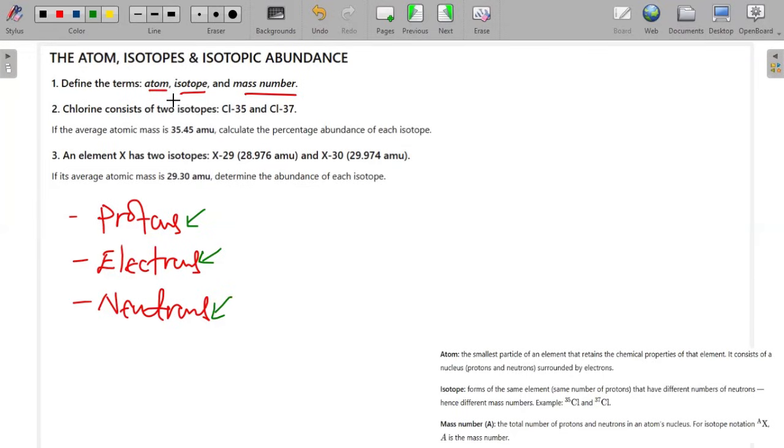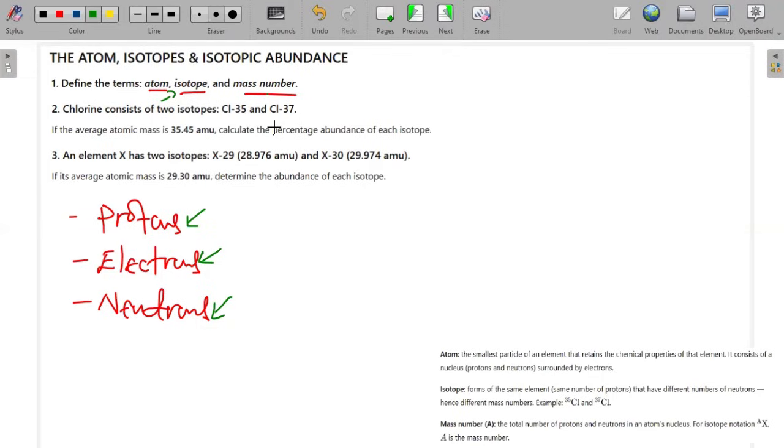Here, as I was saying, we define the isotope. By definition, isotopes are forms of the same element that have the same proton number, but a different number of neutrons. Because they have different numbers of neutrons, they are going to have different mass numbers. So we can also define what mass number is. The mass number is just the summation of the protons in that atom plus the neutrons in that atom. That's the definition of the mass number.